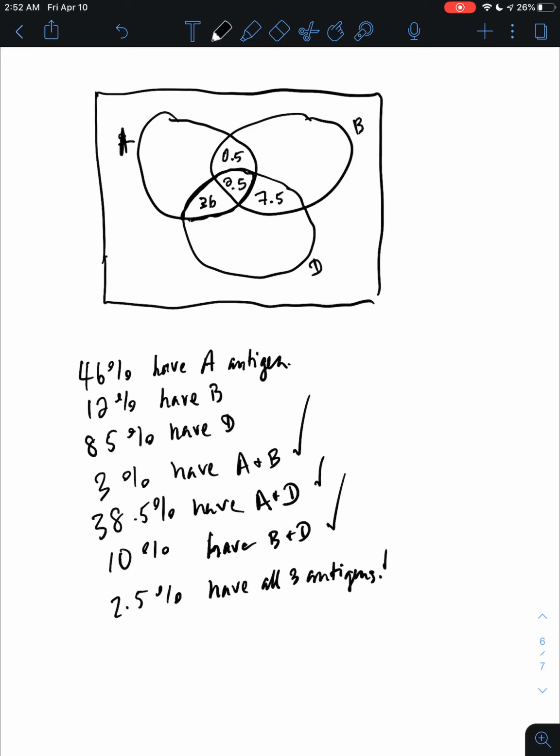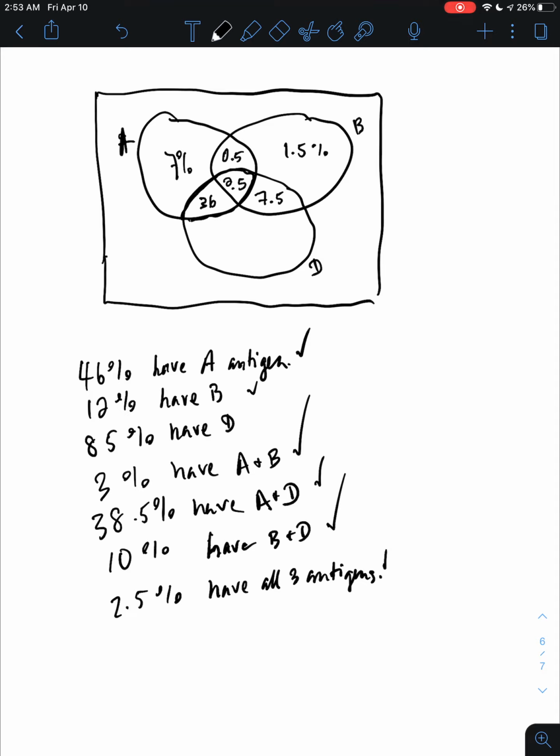46% have the A antigen. Let me see how many I've counted already. I've counted 36 plus 3 more is 39. So that means 7% are out here. 12% have B. How many have I counted? I've counted 3 plus 7.5 is 10.5, and that means 1.5. That adds up to 12. Okay, good.